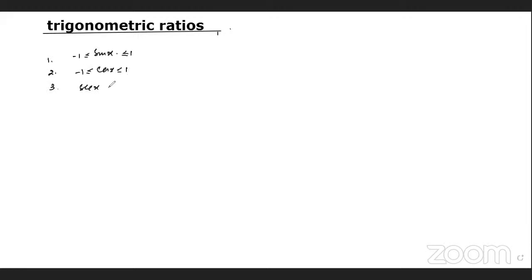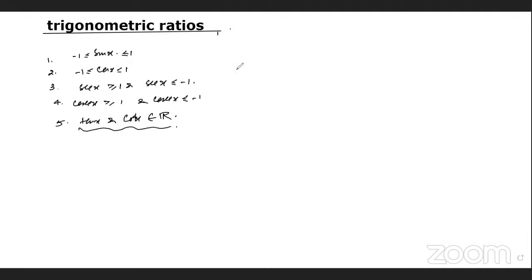after that, sec x is greater than or equal to 1 and sec x is also less than or equal to -1, correct? And number 4, cosec x is greater than or equal to 1 and cosec x is also less than or equal to -1, okay? And number 5, we have tan x and cot x, and their range is the set of reals. Okay, number 1. And the other identity that we have also done. Okay, did you understand this?